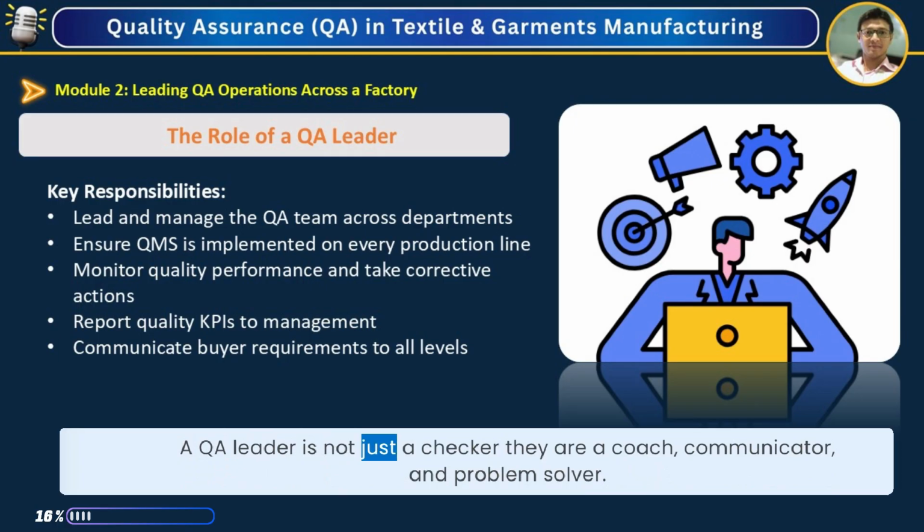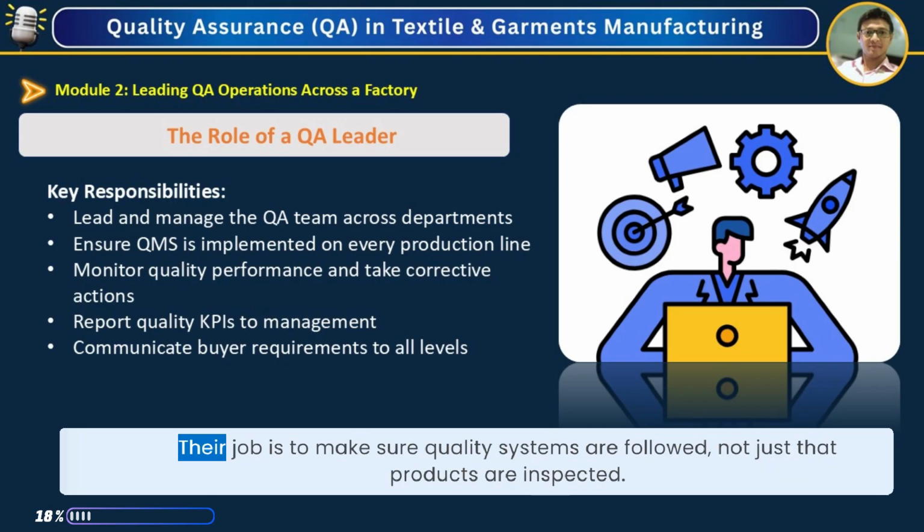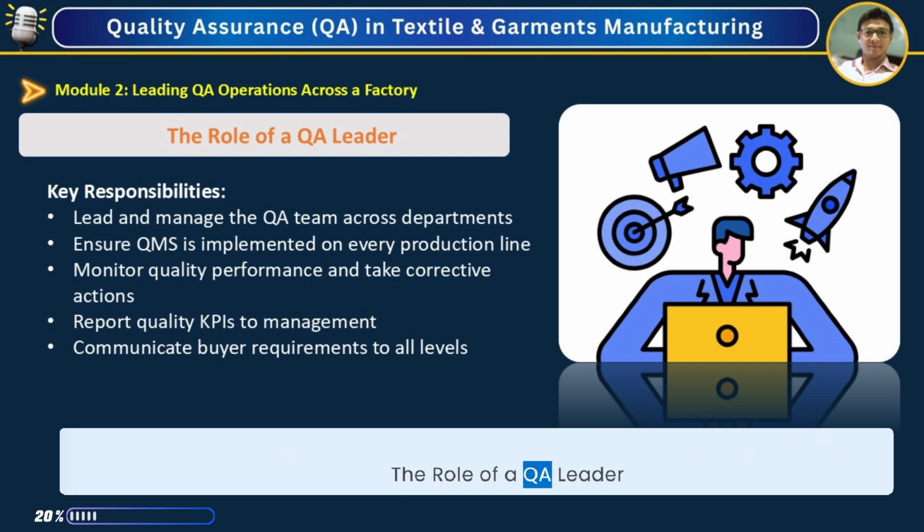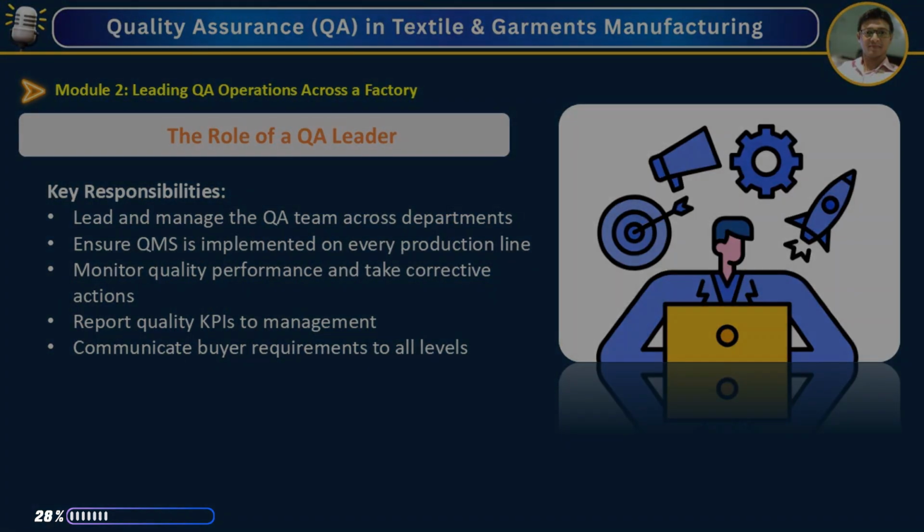A QA leader is not just a checker, they are a coach, communicator, and problem solver. Their job is to make sure quality systems are followed, not just that products are inspected. The role of a QA leader. Key responsibilities: lead and manage the QA team across departments. Ensure QMS is implemented on every production line. Monitor quality performance and take corrective actions. Report quality KPIs to management. Communicate buyer requirements to all levels.